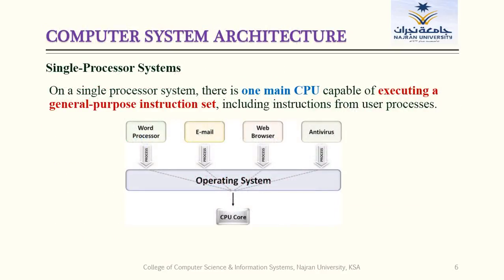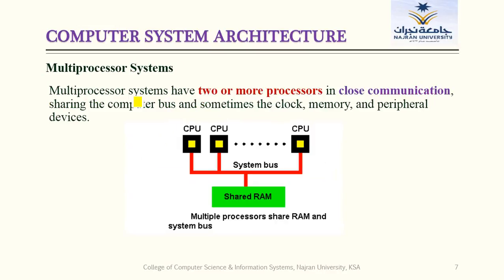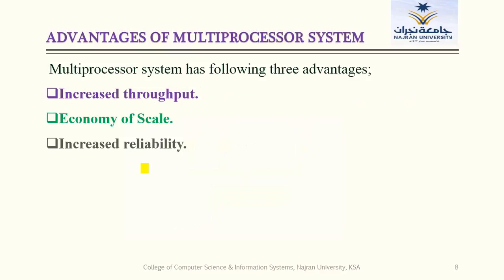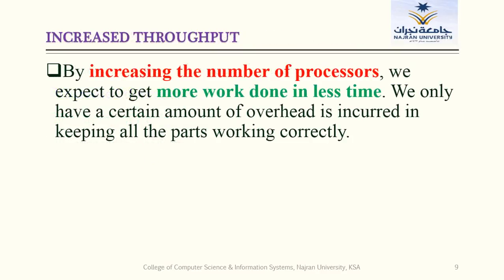And we have seen the computer system architecture. In architecture we have seen single processor systems and multiprocessor systems. In a single processor system only one processor is working, and in a multiprocessor system we have two or more processors. They share different resources and are in close communication with each other. Then we have seen the three main advantages of multiprocessor systems: increased throughput, economy of scale, and increased reliability.